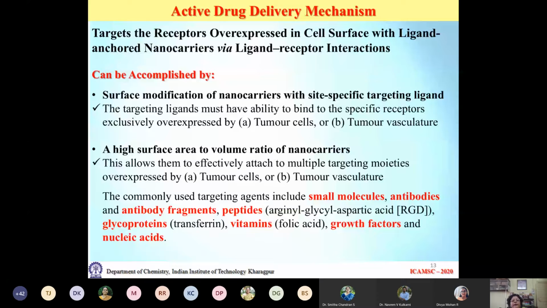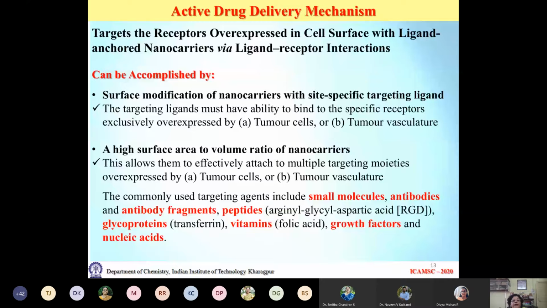And what are the types of targeting agents or the ligands which we are using to decorate the delivery system, so that the ligand goes and attaches to the receptor which is overexpressed in the cancer cell, and we can have the interaction and we can have the therapeutics generated. So what are the types of targeting agents we have? We have small molecules, antibodies. We can have antibody fragments, peptides like RGD.